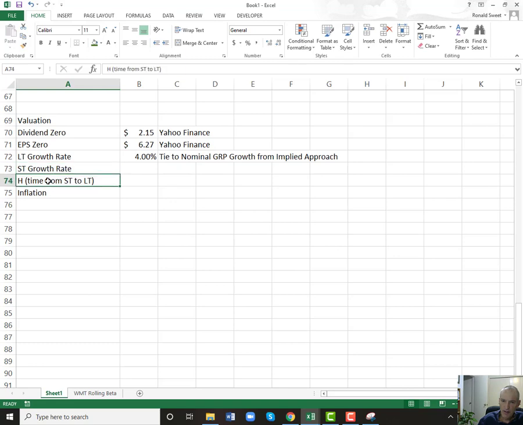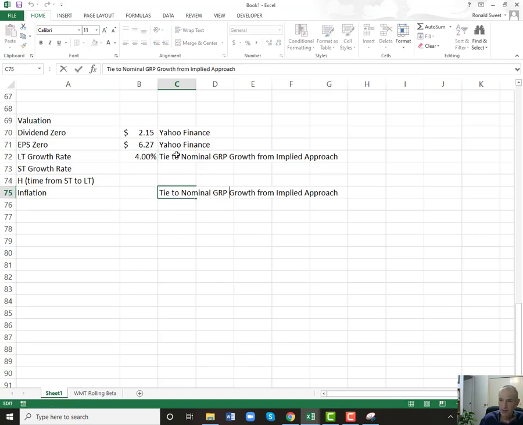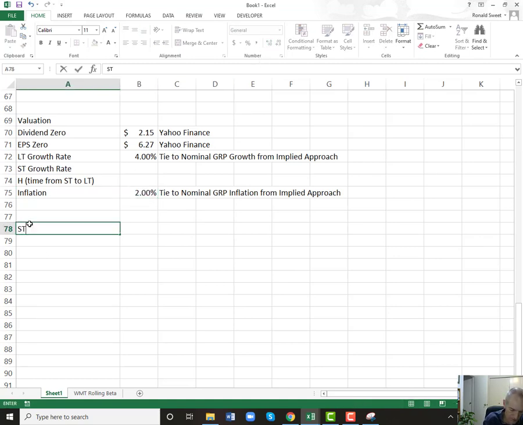Short-term growth rate, H, that will come back to that, the inflation. We want to tie that back to our inflation from the implied approach that we used up above. So we already got enough number for that, so there's no reason to do that again. Remember up above I used 2%, so I'll just use 2% again. So let's get the short-term growth.